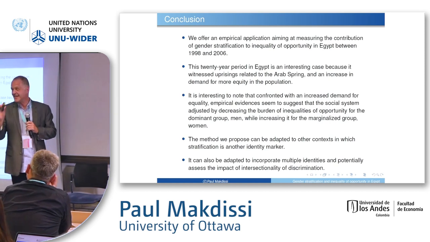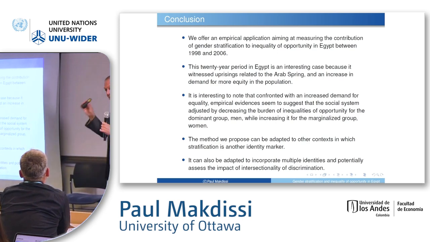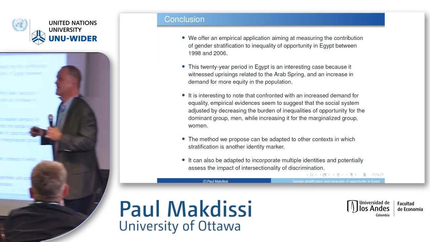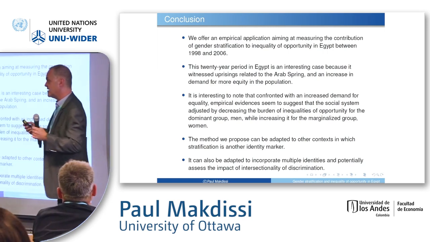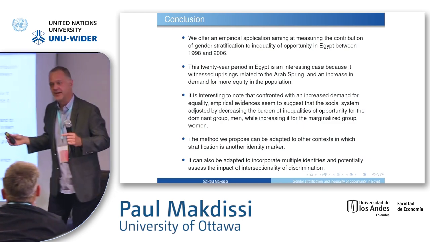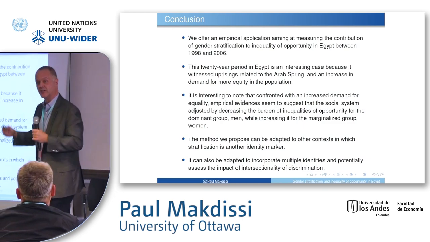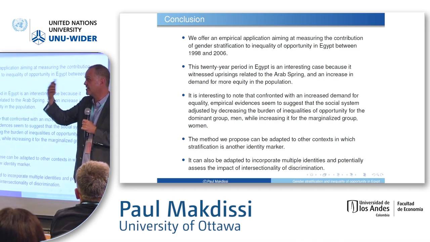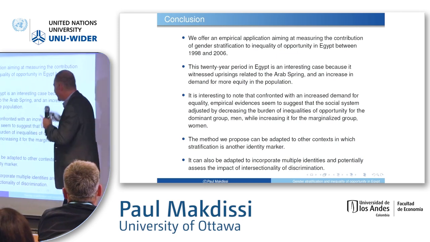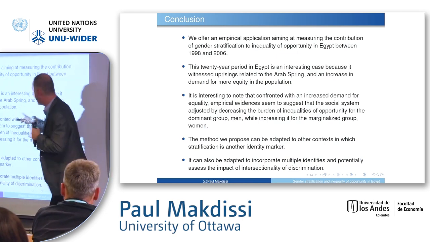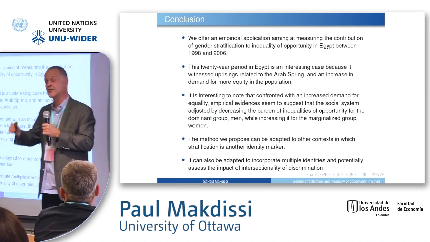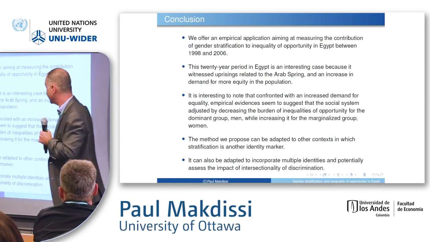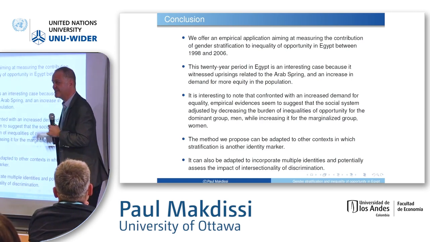This 20-year period, let me summarize, is interesting because we had the Arab Spring, and the main request, as Rana explained, was we want more equality. And I'm not saying the government, I'm not saying anyone, but the social structure changes in a way that, faced with a demand for more equality, it adjusts, it seems to adjust. Well, by decreasing the burden of inequality of opportunity on the dominant group, by increasing it on the marginalized group. So this is a particular story, but I think it's a very sexy result.